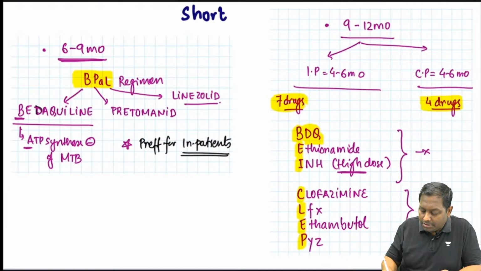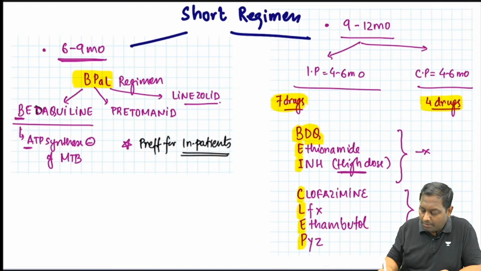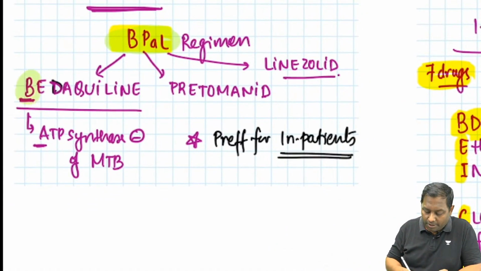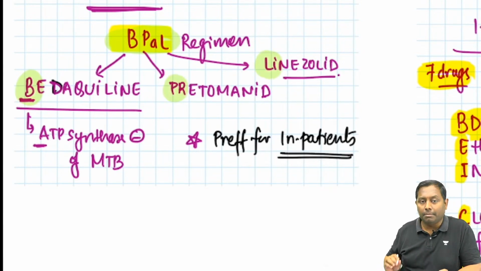So let me just talk about the shorter regimen. We have two shorter regimens. One is for 6 to 9 months, and in this one we are going to use the BPaL regimen. BPaL regimen is bedaquiline, pretomanid and linezolid. Just remember this: bedaquiline, pretomanid and linezolid.